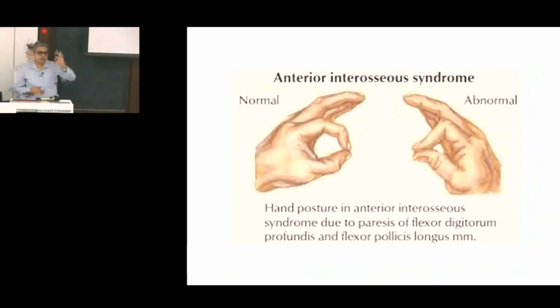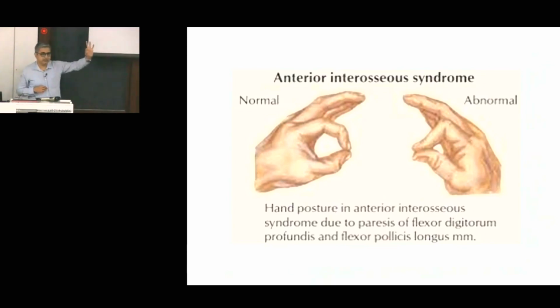You just ask the person to make an OK sign. Which muscles do the OK sign? The flexion of the terminal phalanx: flexor digitorum profundus, and flexor pollicis longus. So by asking the OK sign we are testing mainly the flexor digitorum profundus and flexor pollicis longus. If the anterior interosseous nerve is damaged, these two muscles are paralyzed. The diagram is wrong here. The person will make it this way. He uses the adductor pollicis and intrinsic muscles of the hand. So he will look this way, not that way.